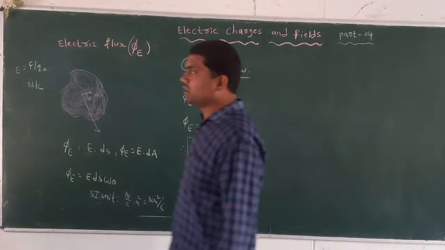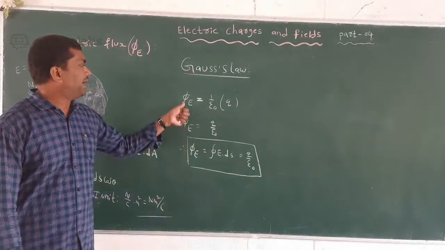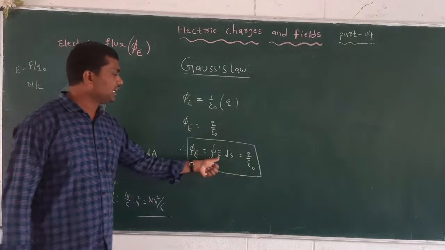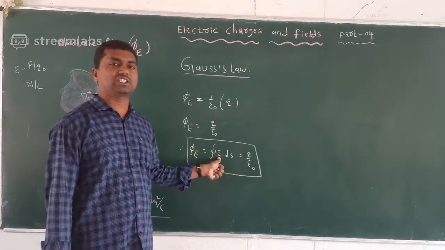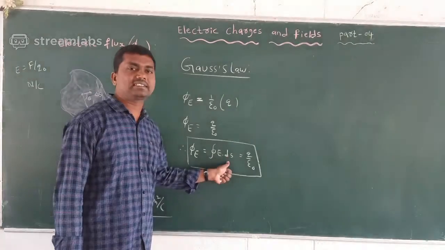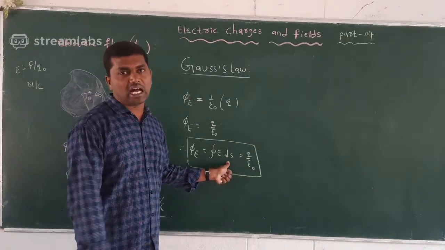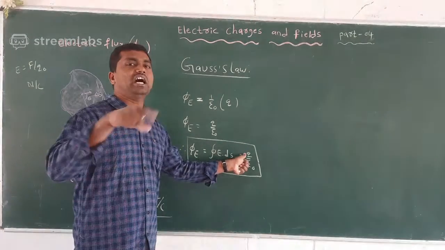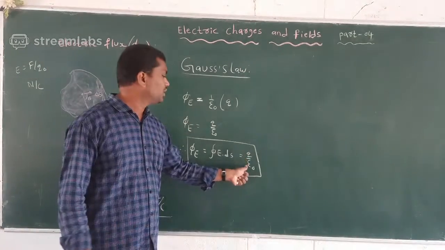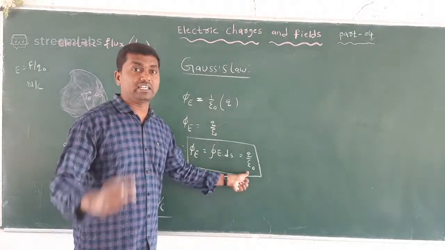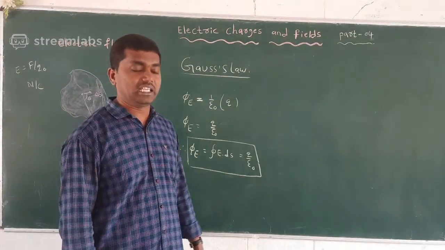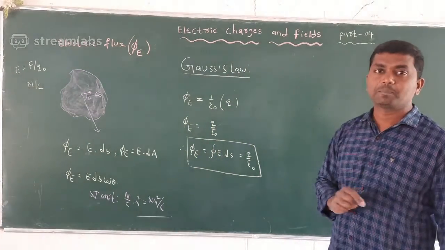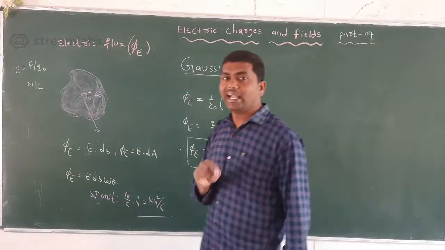Here we can observe phi suffix e, electric flux. E means electric field or electric field intensity. ds, surface area of any object. Q means net charge, total charge. Epsilon naught, we can observe this epsilon naught in Coulomb's law. Epsilon naught is nothing but the permittivity of free space, permittivity of vacuum.